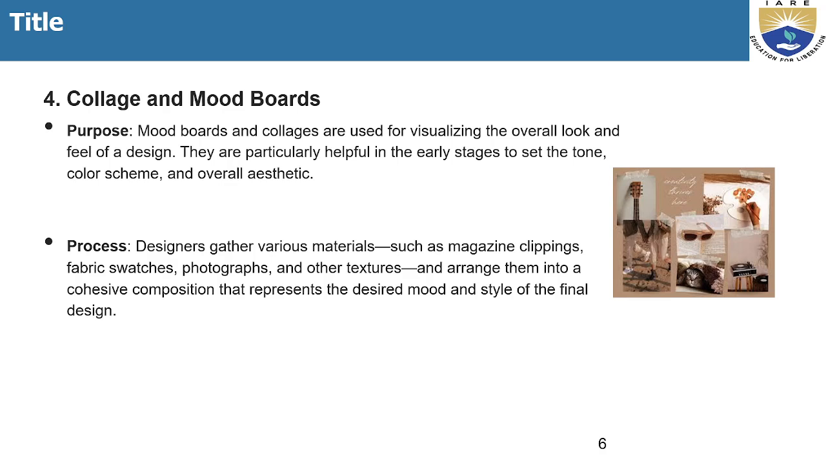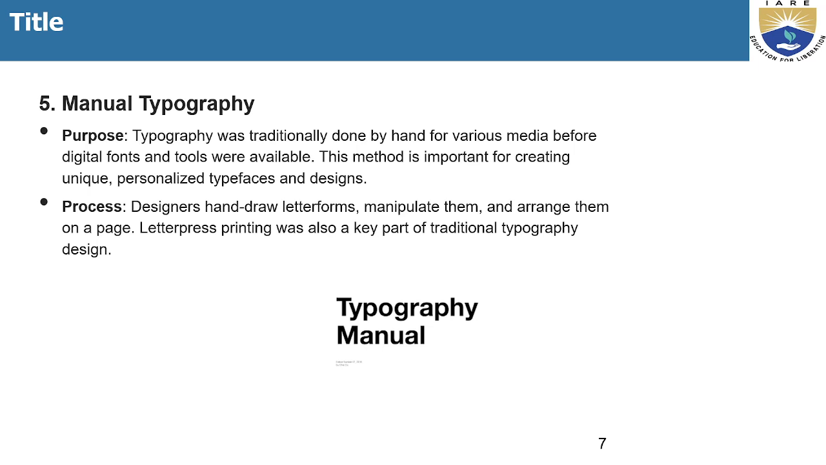Process: designers gather various materials such as magazine clippings, fabrics, photography, and other textures and arrange them into cohesive compositions that represent the desired mood and style of the final design.